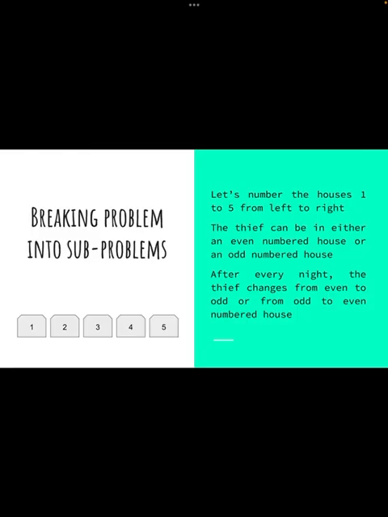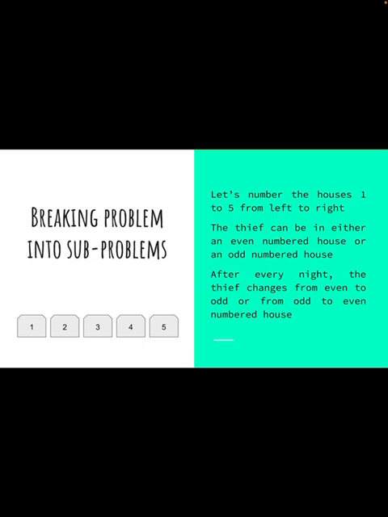Welcome back. I hope you gave some thought to this question. Now let's try and see how we can approach this problem to solve it. One of the very basic problem solving techniques is to break the problem into sub problems, right? So that's what we're going to do today.